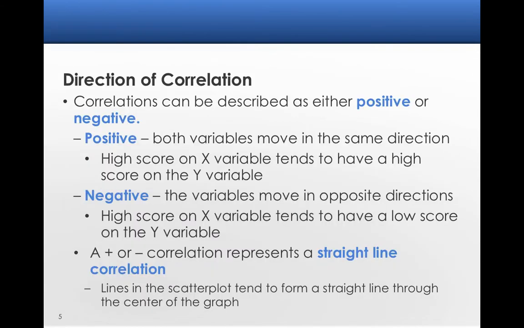Correlation can be positive or negative. Positive means both variables move in the same direction: as x goes up, y goes up, or as x goes down, y goes down. Negative means they move in opposite directions: a high score on x tends to have a low score on y. The plus or minus also represents a straight line.